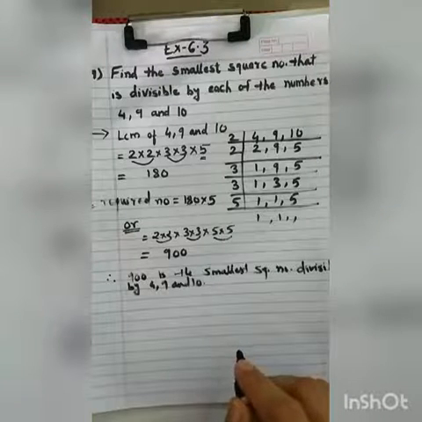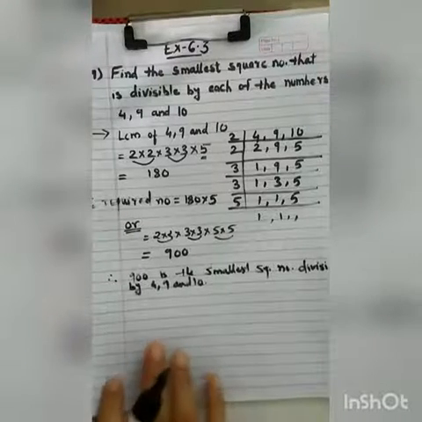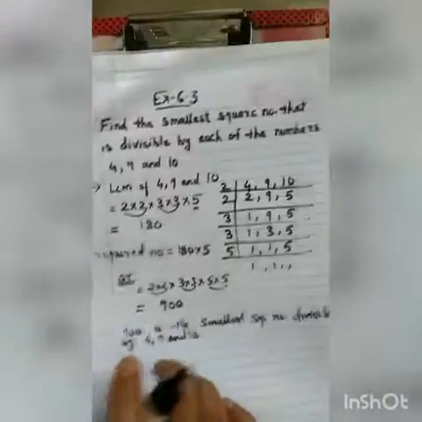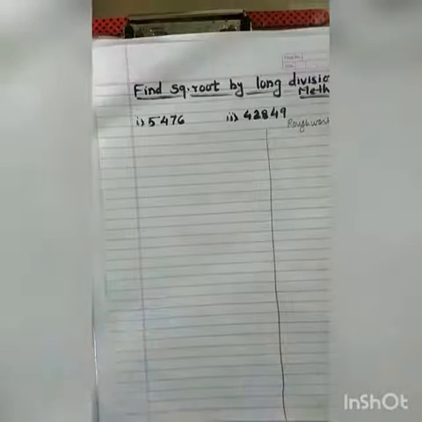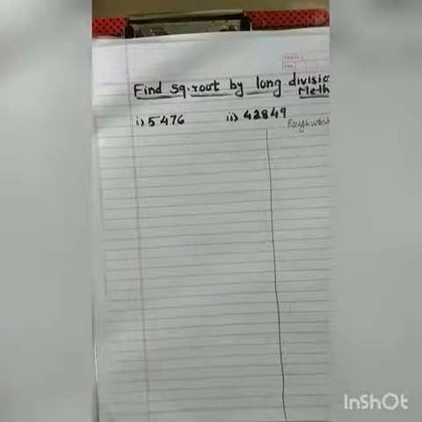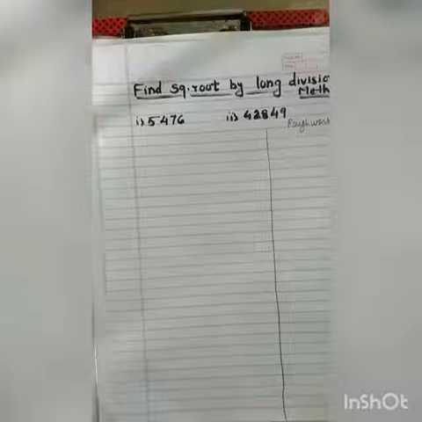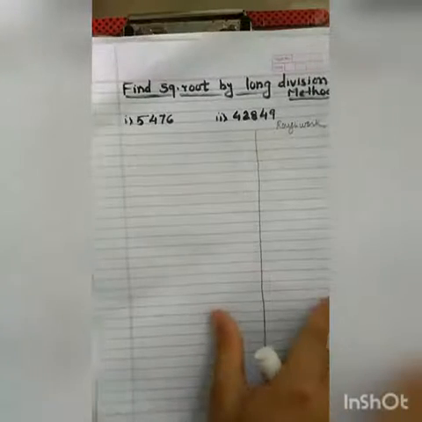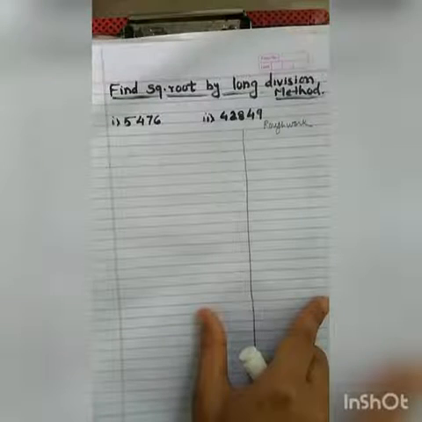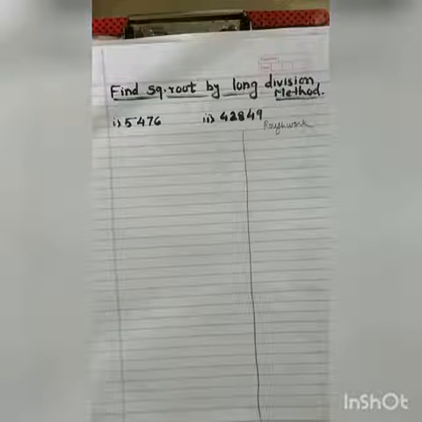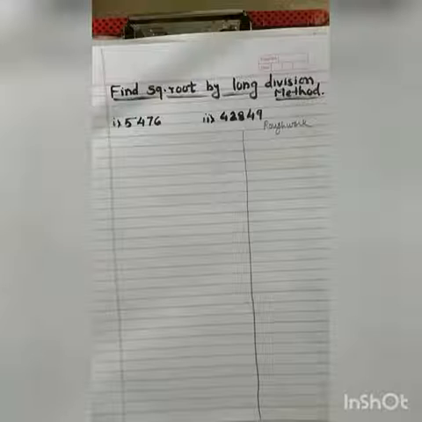Now we will move ahead with the new topic. What is the next topic? The next topic is to find the square root again, but the method is different. That is the long division method. We have seen the first method, repeated subtraction, then the square root by the prime factorization method. Now it is by the long division method. The most convenient method to find the square root is the long division method.